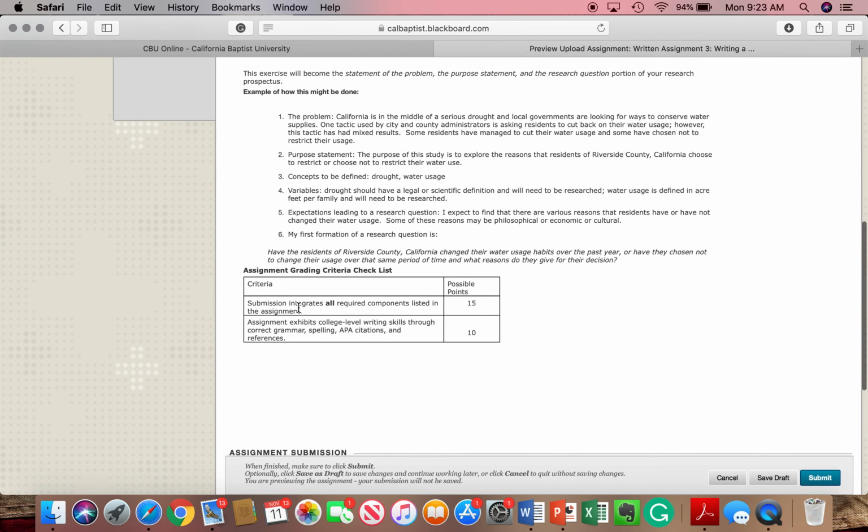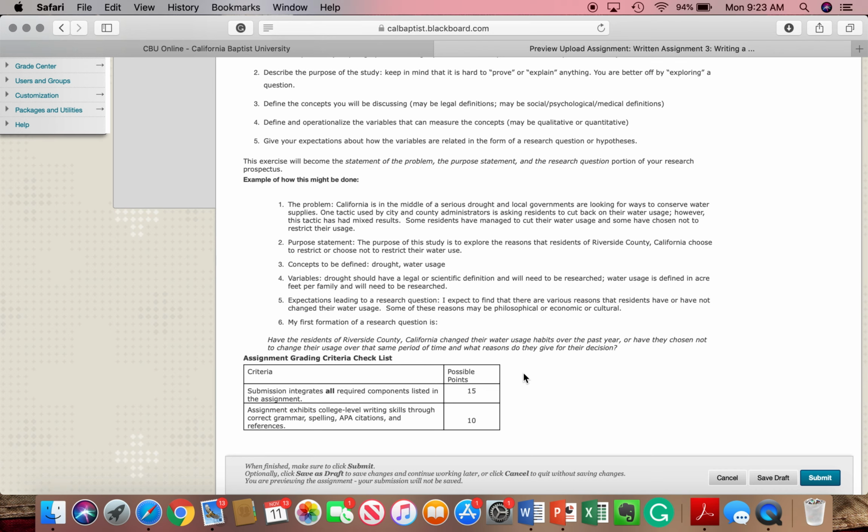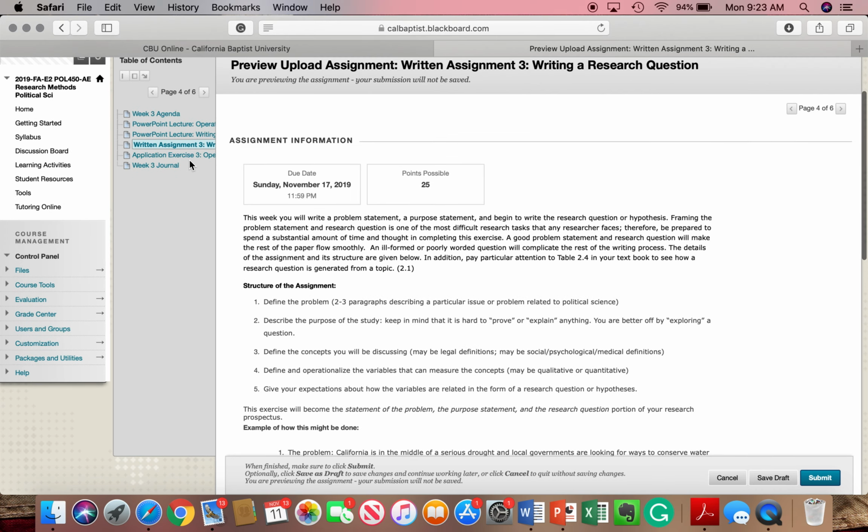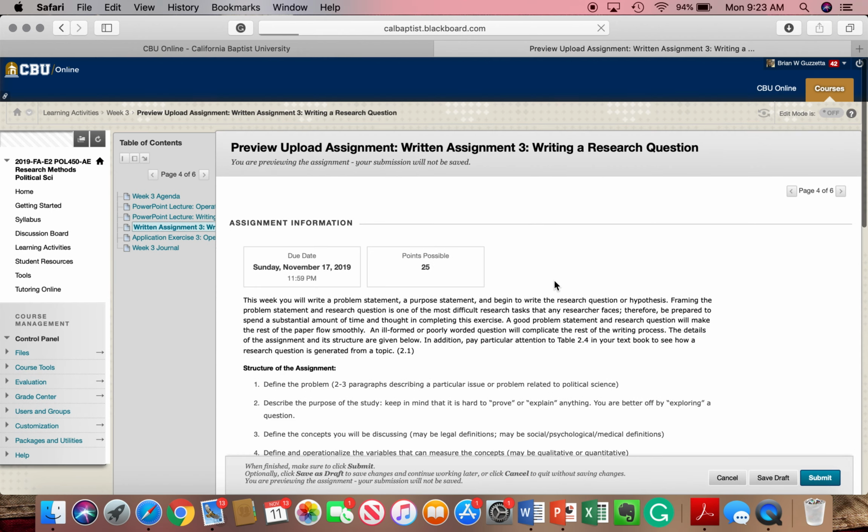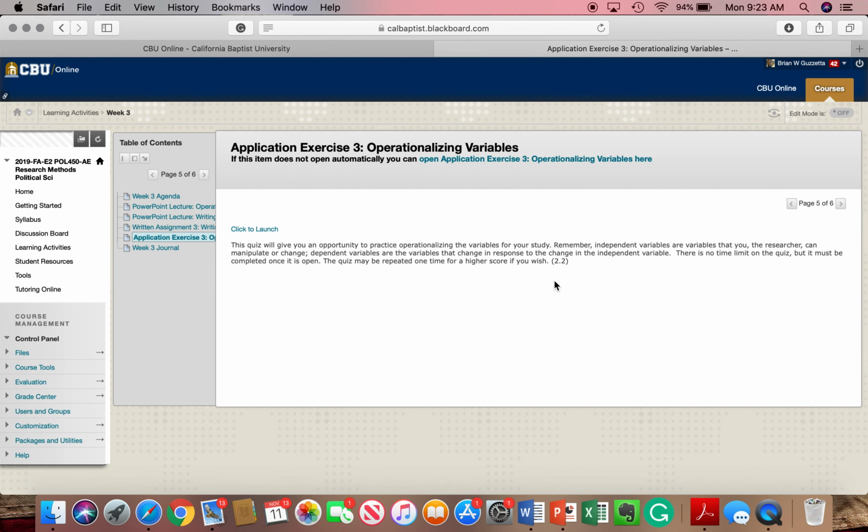Here's the grading criteria. You need to integrate all components. So this is a big assignment this week. Remember, those are three major portions that we're going to write. So I need all of these answered. Three major portions with the addition of the variables and the expectations. So you have, in essence, 6 different paragraphs or 6 different sections, and each one of these could be multiple paragraphs. Submit all of it, and the assignment needs to show college level writing skills through correct grammar, spelling, APA citations, and references. So once again, look in chapter 1 of the example that I have in week 2, and you should be good.